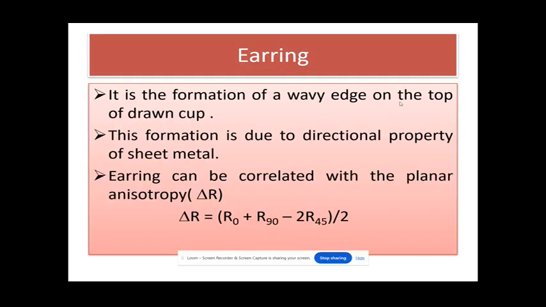Earring can be correlated with the planar anisotropy delta R. Delta R is given by (R0 plus R90 minus 2R45) divided by 2, where R0 represents the plastic strain ratio along the rolling direction, R90 represents the plastic strain ratio value along the transverse direction, and R45 represents the plastic strain ratio value along the 45-degree direction to the rolling direction.